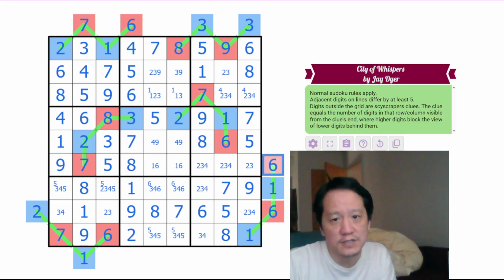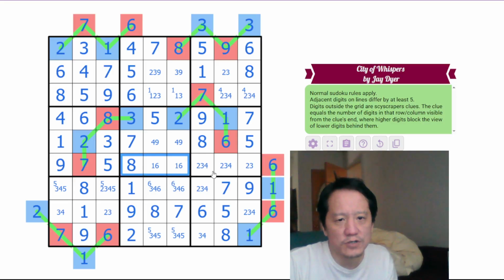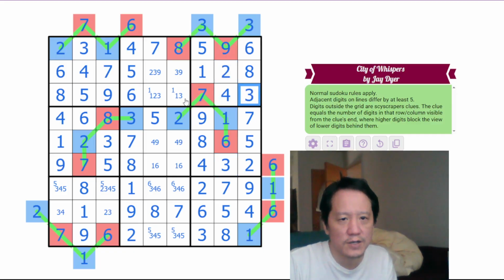So this must see 6 cells. So one of these is 1 or 6. It has to be 4, 3, 2 here to be able to see 6 cells. So 4 eliminates 4 here, so it's 3, which makes that 2, which makes this not 2 or 3, that's 4. 3 eliminates 3 here, so it's 2, 4, and 3, which makes this 1 and 2. No 3 here means this is 2. No 4 here means this is 3.